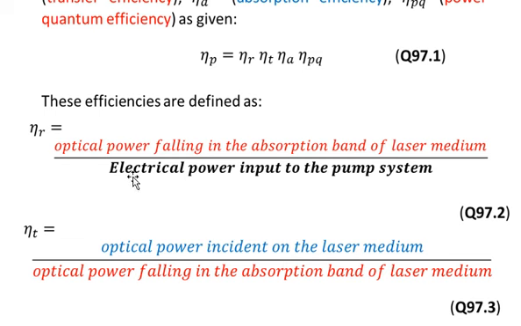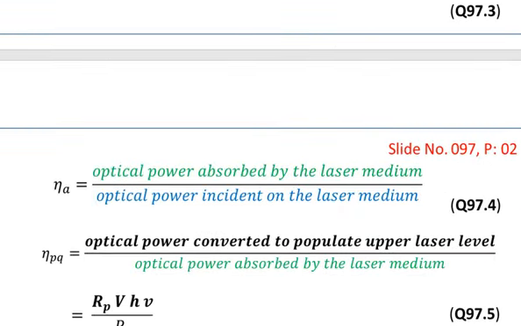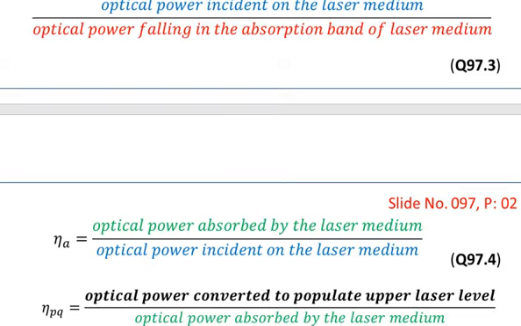You see that I have given different colors to the numerator and denominator. For example, the numerator of eta R is red, and the denominator of eta T is red. So when we multiply the efficiencies, the numerator in eta R is cancelled by the denominator in eta T. Now look at the numerator in eta T, shown in blue, and the denominator of eta A is also shown in blue.